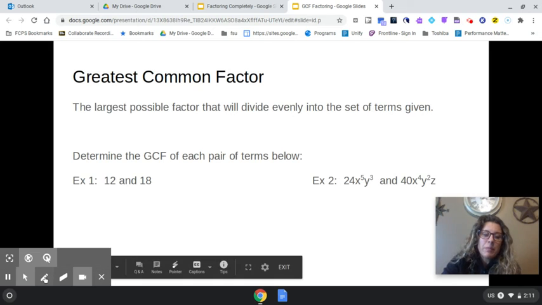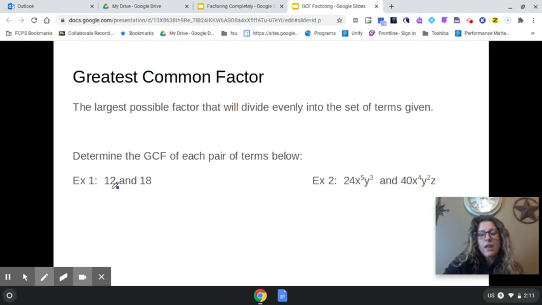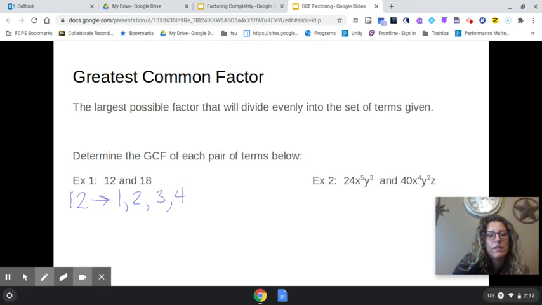So let's look at some examples on finding greatest common factors. Our first example, we're just going to find the greatest common factor between two numbers, 12 and 18. I'm going to begin by just listing out the factors of 12, so all of the numbers that will divide evenly into 12. So 1, 2, 3, 4, 6, and 12. These are all of the numbers that will divide evenly into 12.